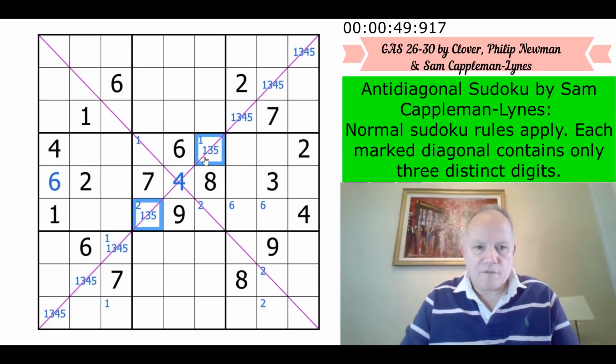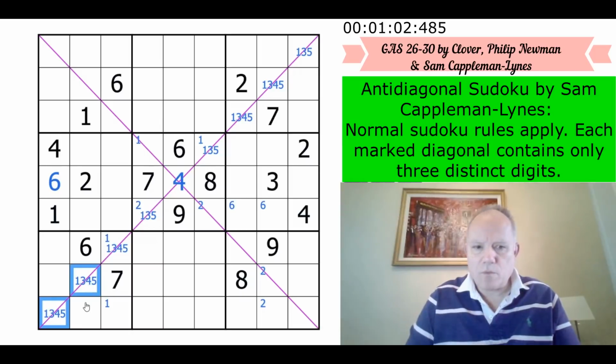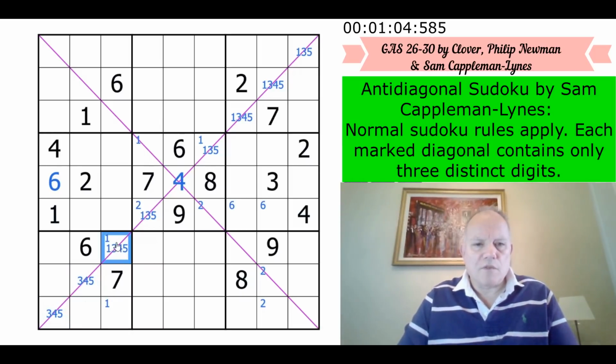Those two can't have a 4. That can't have a 4. I know it could be a 1. That's all right. Those two can't be a 1. So if there is a 1 on the line, it has to be there in this box.